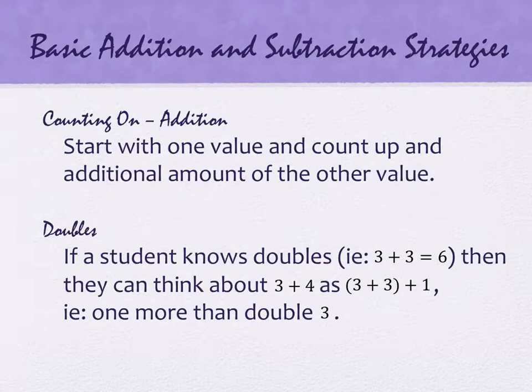So the first one's called the counting on strategy. What you do is you start with one value and you count up the additional amount of the other value. So imagine if you were doing something like 15 plus 3. You usually start with the larger value, 15, and then you add 3 more to it. So you start with the bigger number and you count up to it.